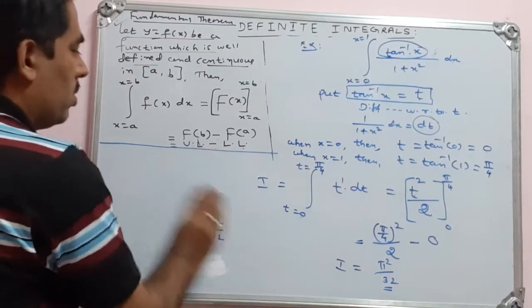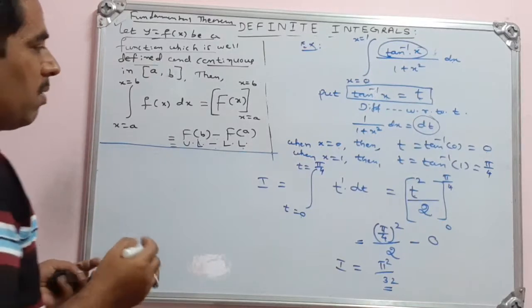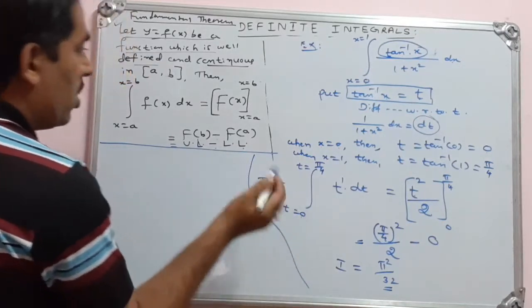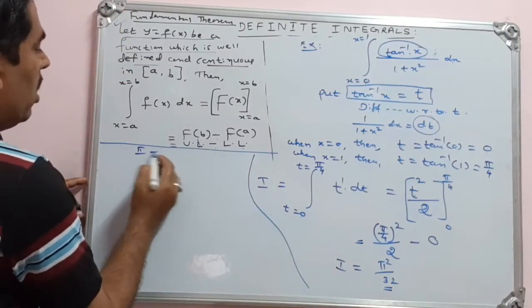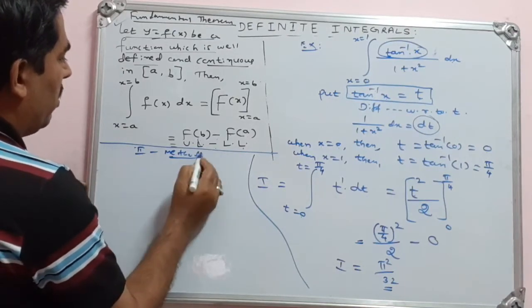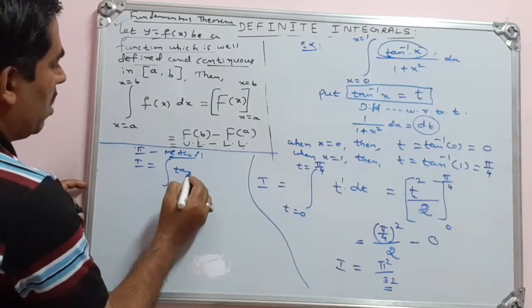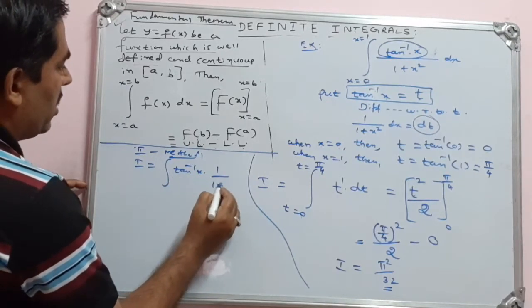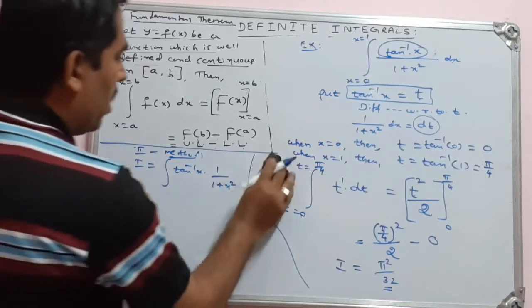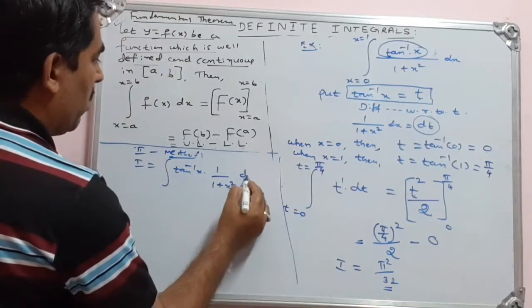This problem can also be worked out by another method, another simple method. So what is the second method? We will do two methods for one problem. I will show another simple method for this, and I will get the same answer. So what is our problem? Integration of tan inverse x divided by 1 plus x square. This was our problem given.